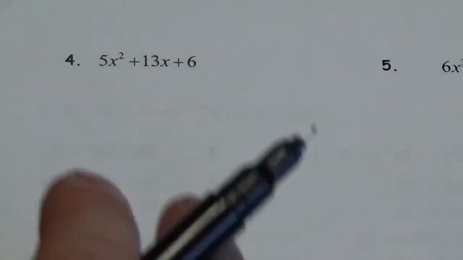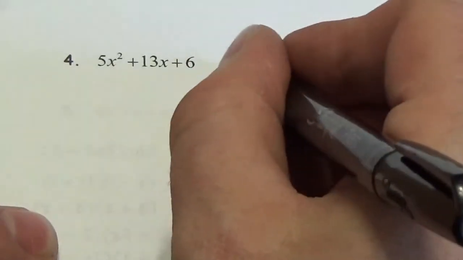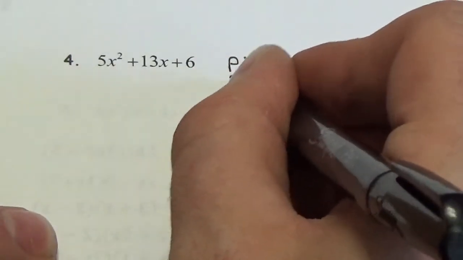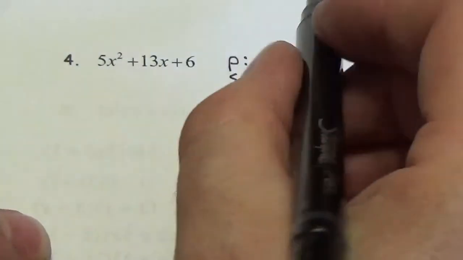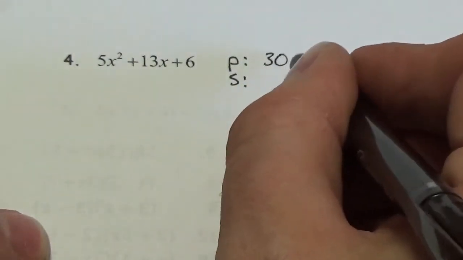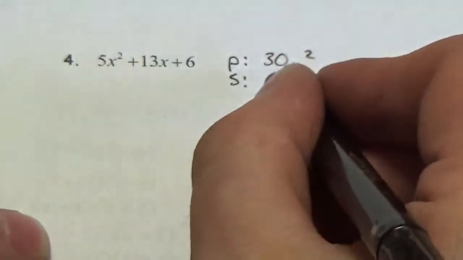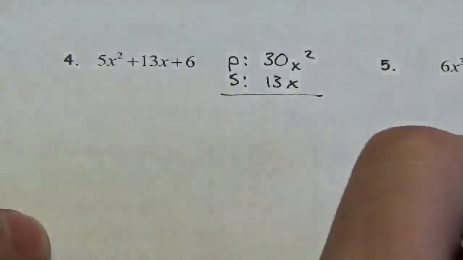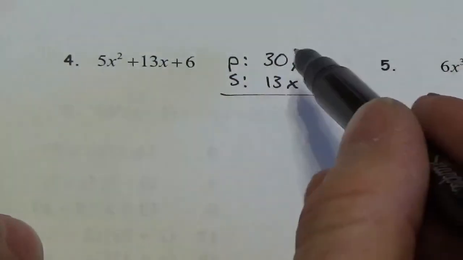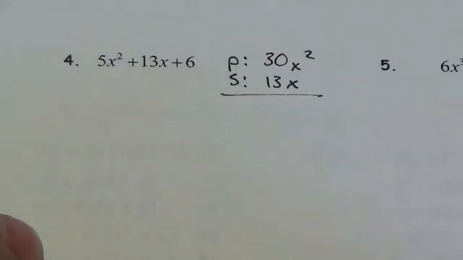All right, remember, I'm going to do this one using decomposition this time. So with decomposition, I'm looking for a product and a sum. My product is going to be the first term multiplied by the last term. That's going to give me 30x squared. And my sum, this middle term, is already the result of two terms being combined together. That's the OI. So now what I'm looking for are two numbers whose product is going to be 30 and whose sum is going to be 13.